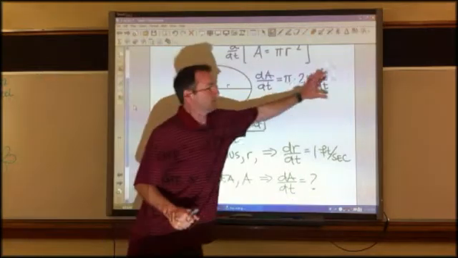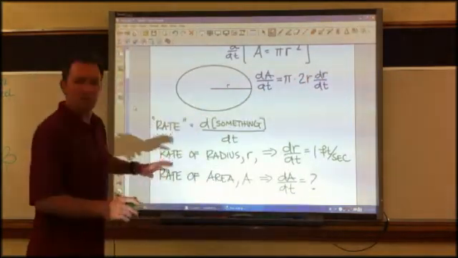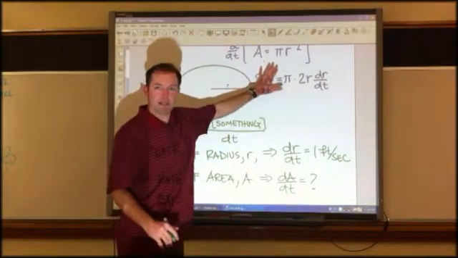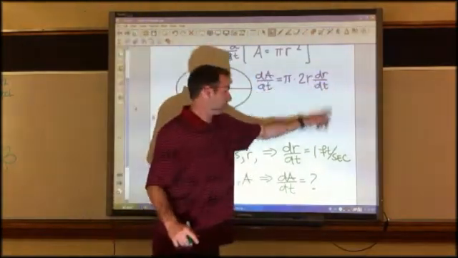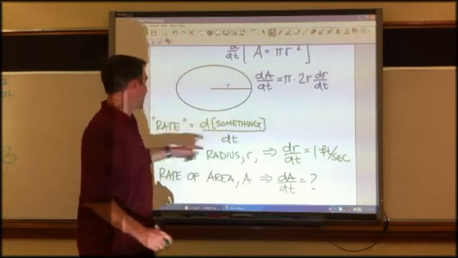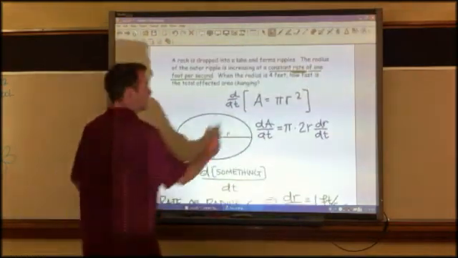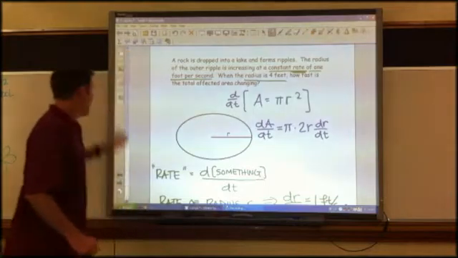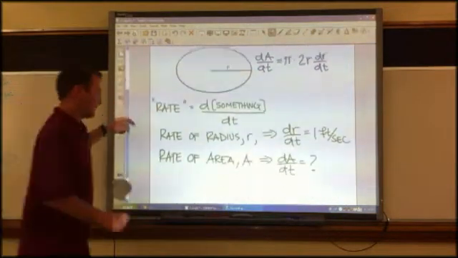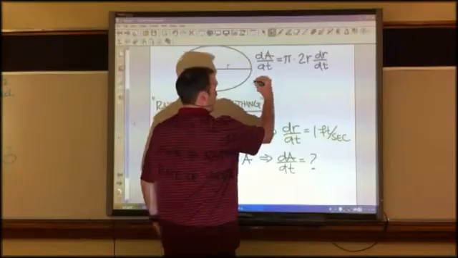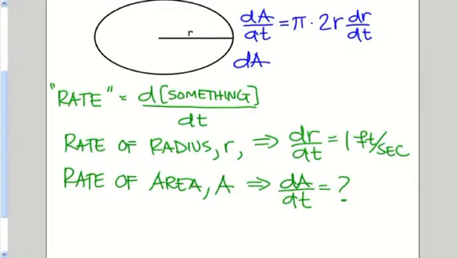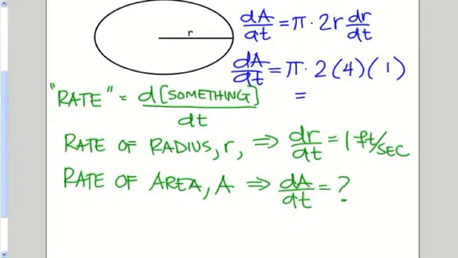So as complicated as this looks, it actually turns out to be pretty simple because we have all the pieces. This is what I want. dA/dt is what I'm looking for. And I actually know that dr/dt is just 1. I also know that the radius is 4, which is given to me here, right? Radius is 4 feet. So if I plug all those pieces in, I'll have dA/dt is equal to pi times 2 times the radius times the rate of change of the radius. And I'll get my answer to be 8 pi.